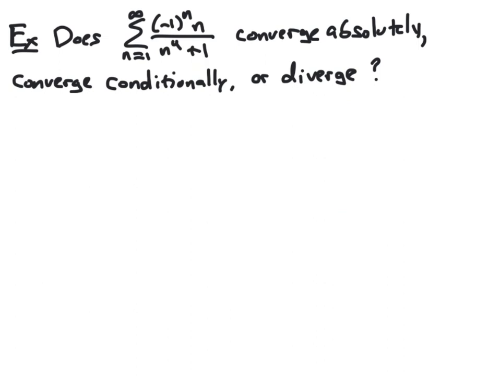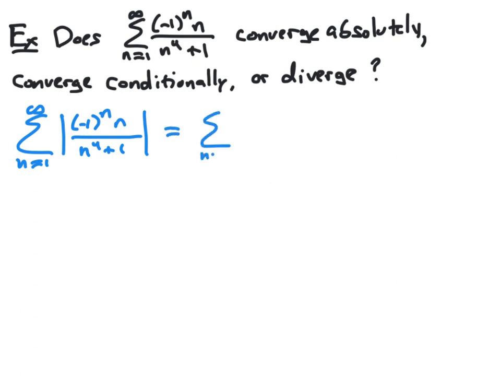In this example, we want to determine whether the series from n equal 1 to infinity of negative 1 to the n times n over n to the fourth plus 1 converges absolutely, converges conditionally, or diverges. As with any of these examples, we're going to first check for absolute convergence. And this means we want to take the series of absolute values of the corresponding terms. So here we want to take the absolute value of negative 1 to the n times n over n to the fourth plus 1. The absolute value neutralizes the alternating sign, and so we're simply left with the series from n equal 1 to infinity of n over n to the fourth plus 1.